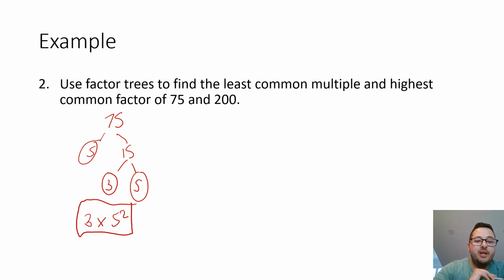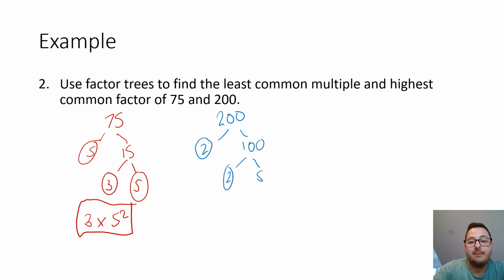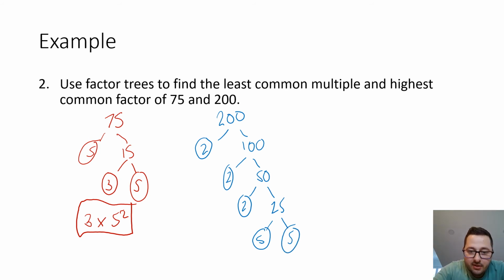So just moving a little bit quicker as we get the hang of it a bit more. And then let's try 200. So 200 is the same as 2 times 100. 100 is the same as 2 times 50. 50 is the same as 2 times 25. And 25 is the same as 5 times 5. So this altogether, we've got 2 to the power of 3, and then we've got 5 squared.